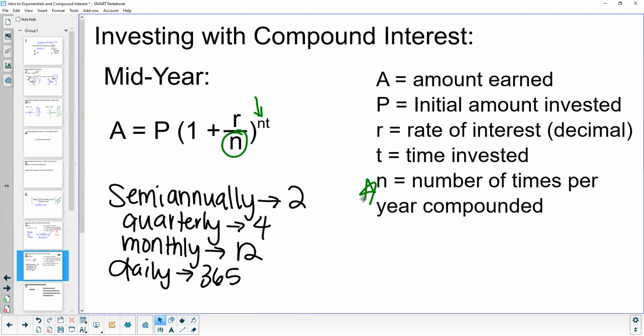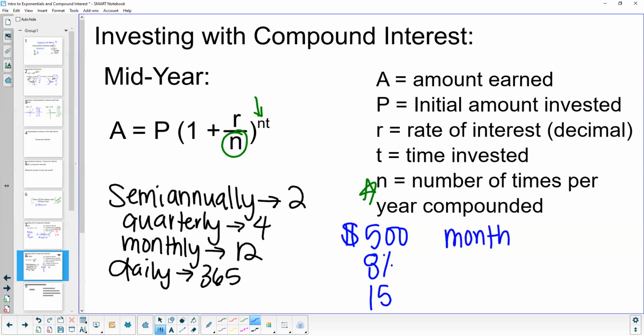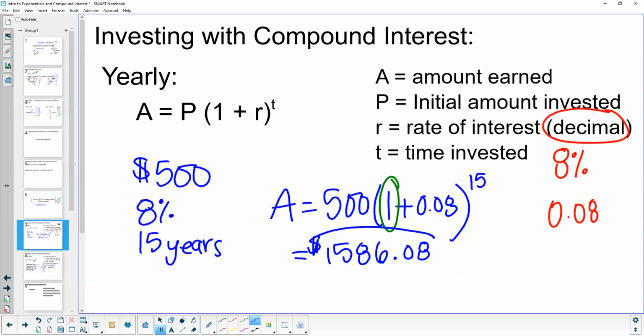So P is still our principal amount, things like that. Say we were looking at compounding $500, just like we did last time. We're still going to do it at 8% interest. We're still going to invest it for 15 years, but this time it's going to be compounded monthly. So let's take a look at how this changes our value.